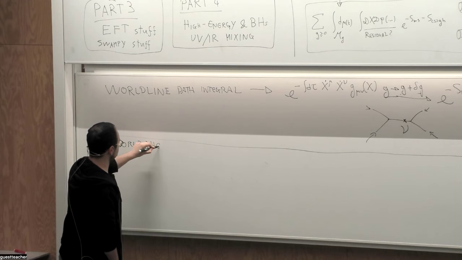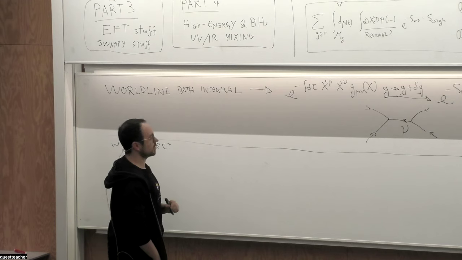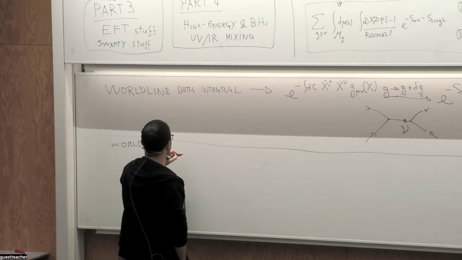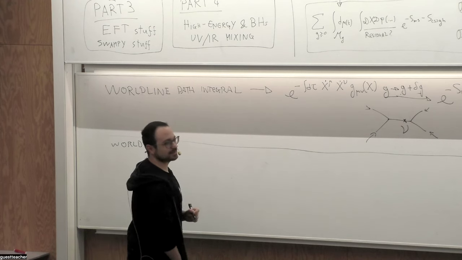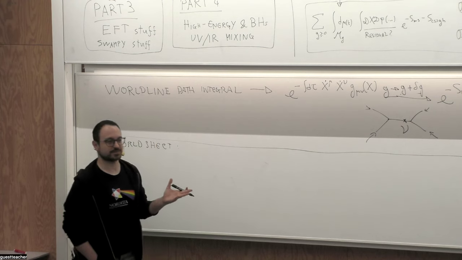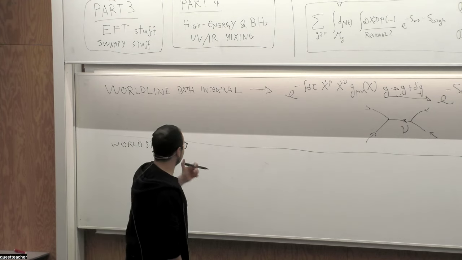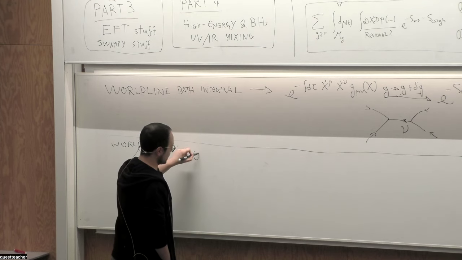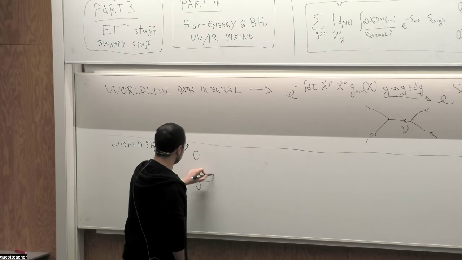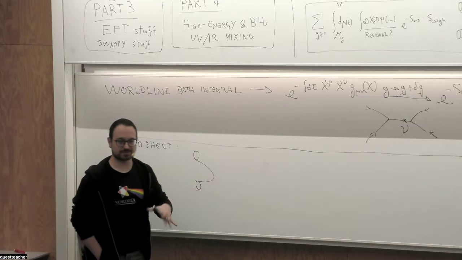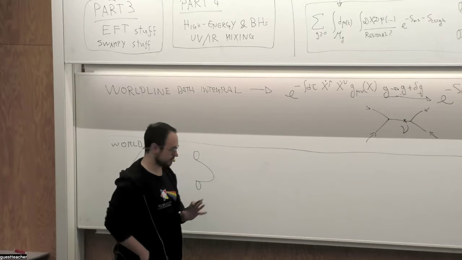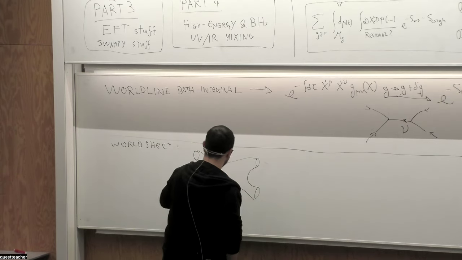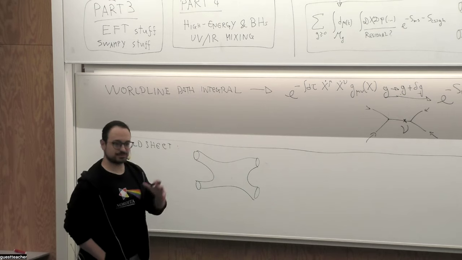Worldsheet. Gotta be careful to pronounce the E for long enough time. So in the worldsheet, something very similar happens. Instead of point particles, we have strings. We care about closed strings again. And again, even if you start with open strings, you end up with closed strings anyway, right? So let's say we have this kind of thing.